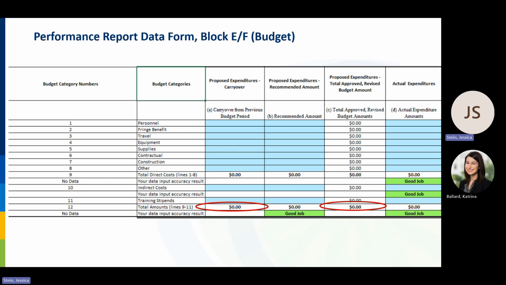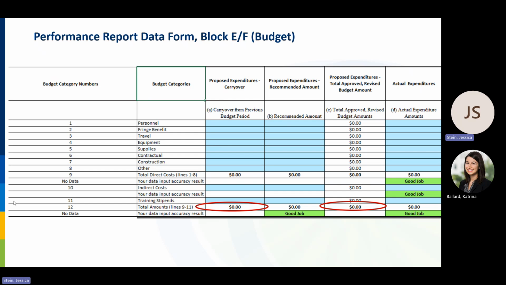Column B includes the recommended amounts. The sum of these recommended amounts must be your total annual award amount. The cell for the sum is circled in red. This is the amount found on your GAN and reported in Block A. Column C includes your total approved and revised budget amounts. This column is the sum of your carryover and recommended amounts and is automatically calculated. You do not input any data into this column.